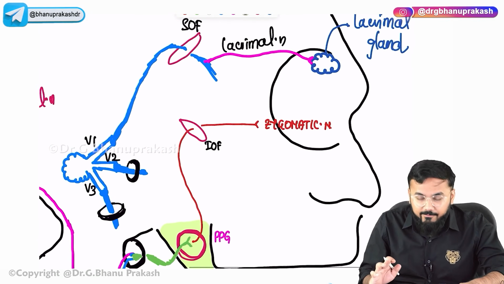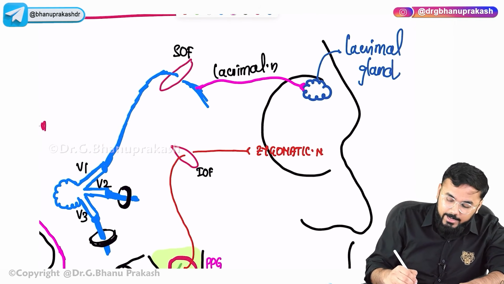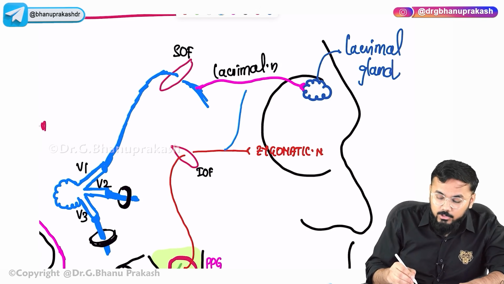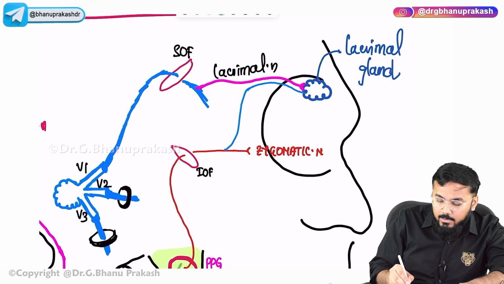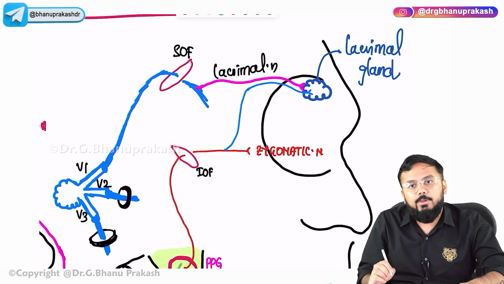Okay. Now from this zygomatic branch, you see a communicating branch going towards the lacrimal nerve. So this communicating branch, along with the lacrimal nerve, goes and supplies your lacrimal gland. And what is this branch? This is a communicating branch.